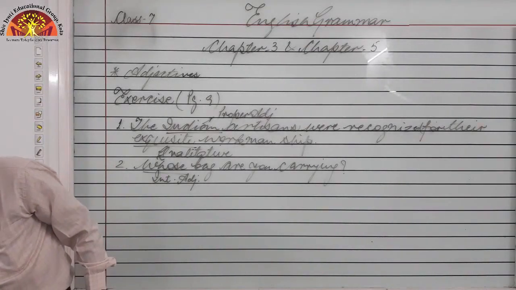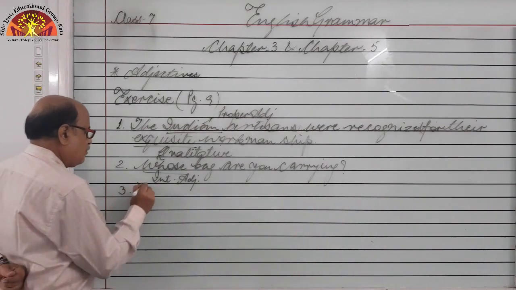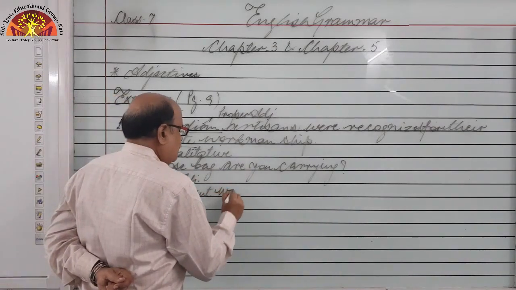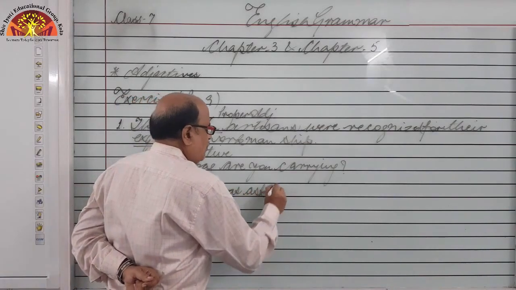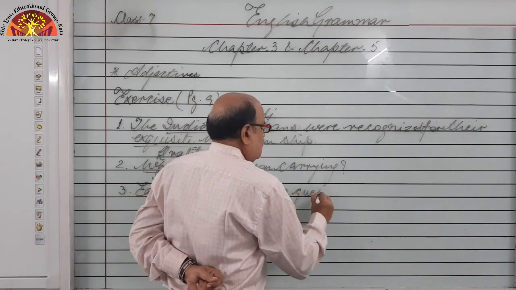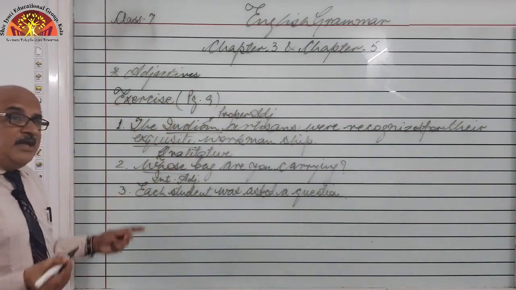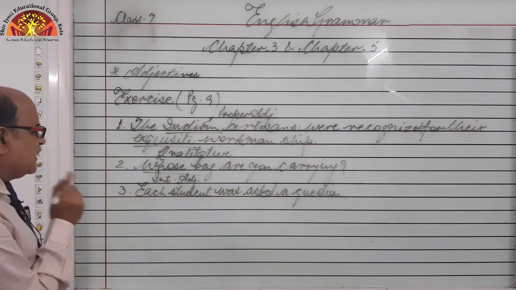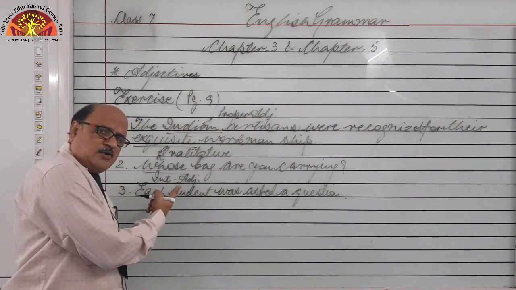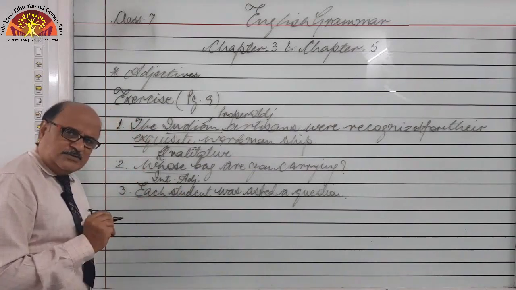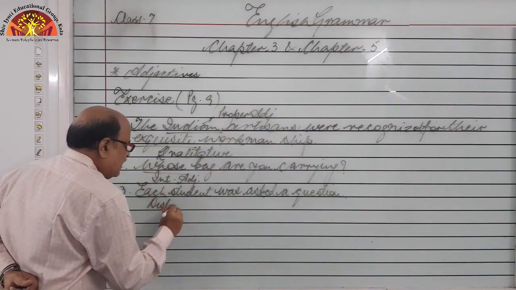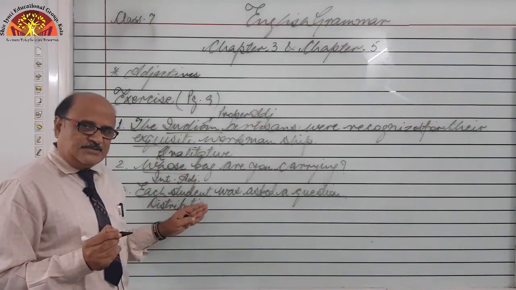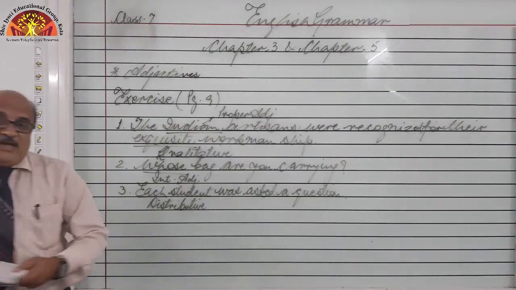One more. Each student was asked a question. Suppose this sentence is there, each student was asked a question. So, let us see what adjective is there. I think we are talking about student, but what kind of student we are talking about? What kind of student? So, we can say each student. So, this is, as we have already discussed earlier, distributive adjective. So, like this you can complete this exercise, right?